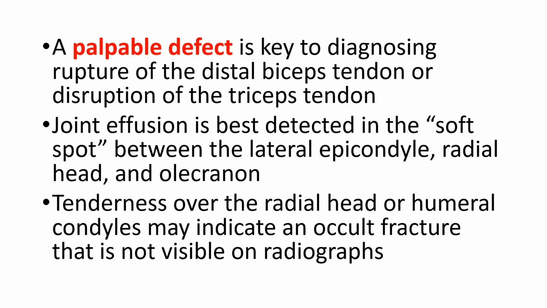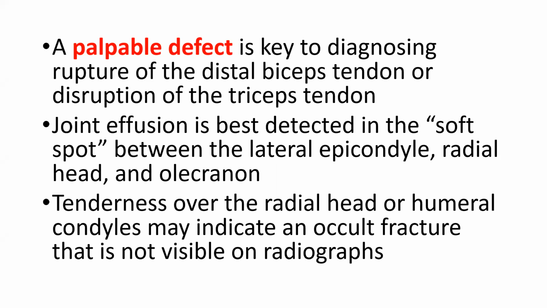A palpable defect is key. I repeat, it is key to diagnosing rupture of the distal biceps. You can see it. You can even grab the tendon of the biceps in patients who have an intact tendon. But if you put your finger around a tendon that is torn, you feel that it is void, and it will tell you that there is a disruption. Rarely you can have ruptures of the triceps tendon.